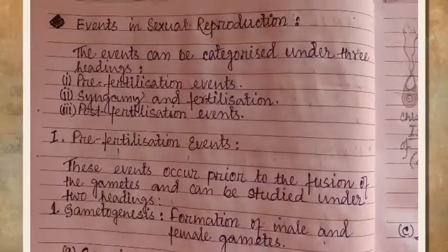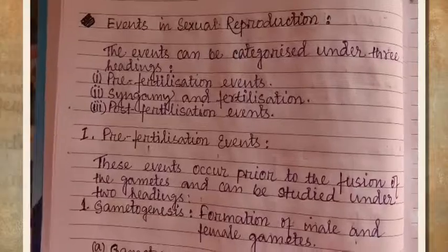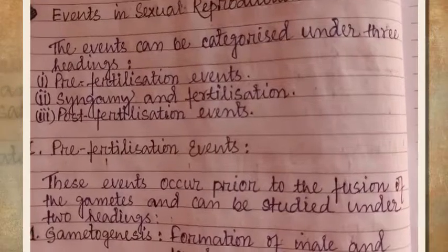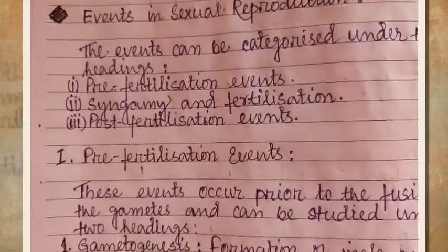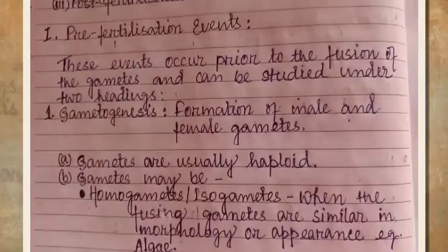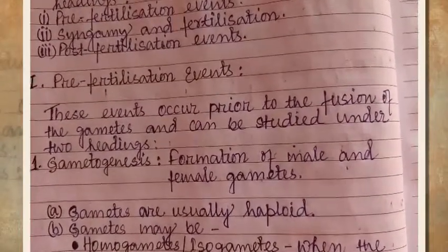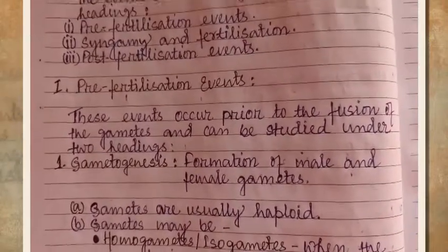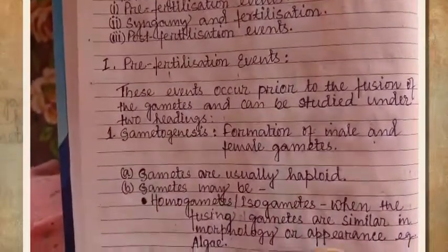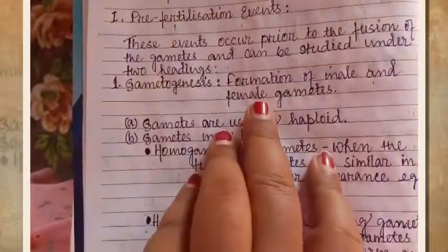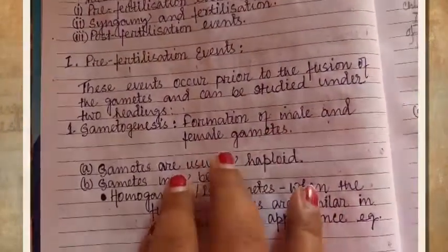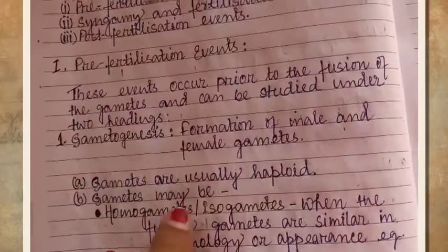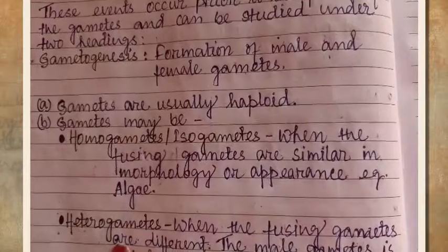Then events in sexual reproduction. The events can be categorized under these headings: pre-fertilization events, syngamy and fertilization, and post-fertilization events. The pre-fertilization events occur prior to the fusion of the gametes and can be studied under two headings. One is gametogenesis. Gametogenesis consists of formation of male and female gametes. Gametes are usually haploid, and gametes may be homogametes or heterogametes.